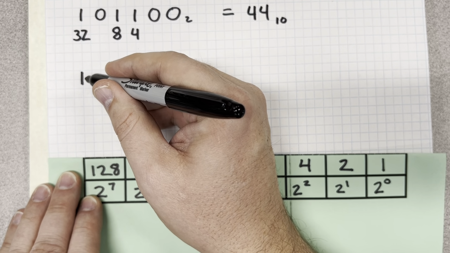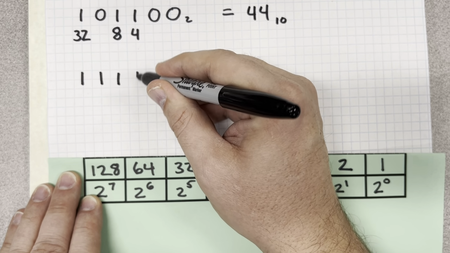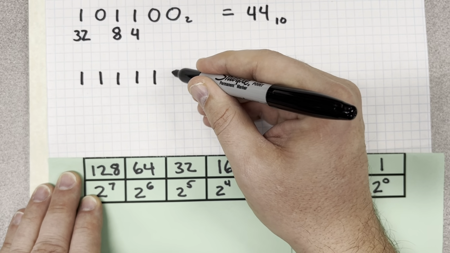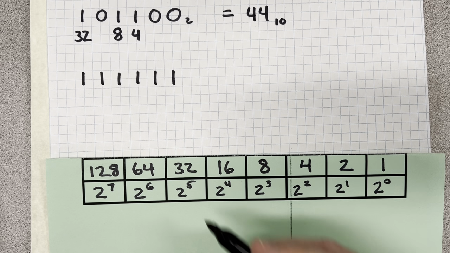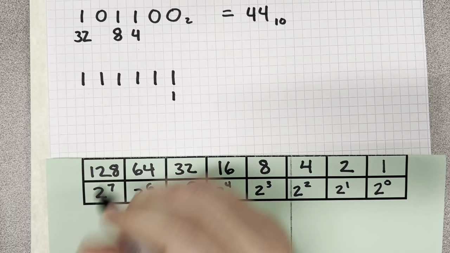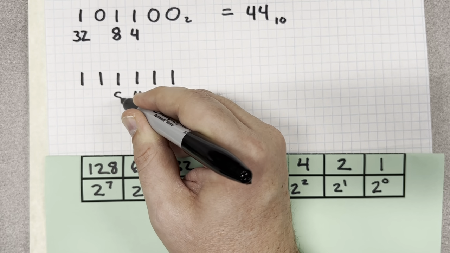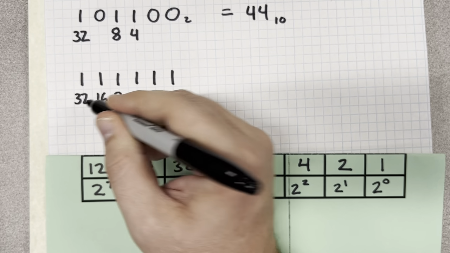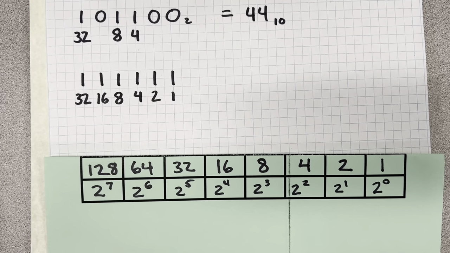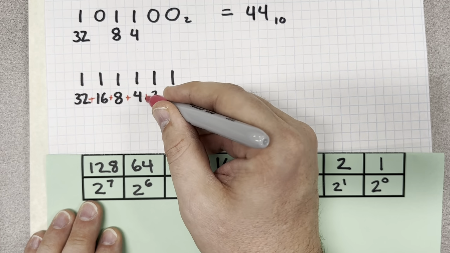So here we've got 1, 1, 1, 1, 1, 1. So we've got a whole bunch of additions that we've got to get for this one. So this is the 1's place, the 2's place, the 4's place, the 8's place, the 16's place, and the 32's place. So then what we've got to do is add all these values together. So plus, plus, plus, plus, plus.